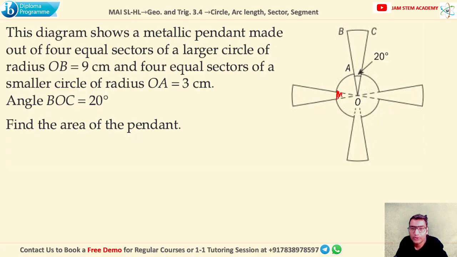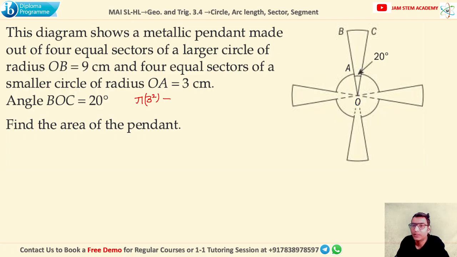We need to remove this part. We have to count it once only. We cannot count it twice. So for that, first let's calculate the area of this complete circle. What is that? It's a circle with radius 3 centimeters. So pi r squared.